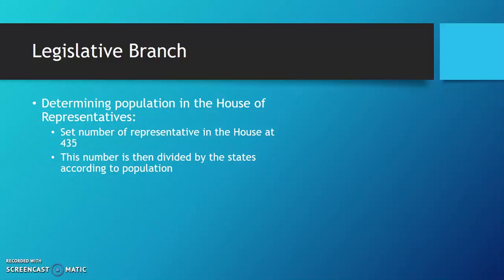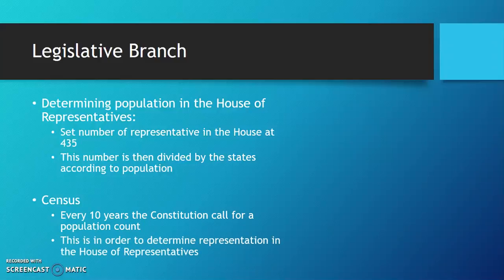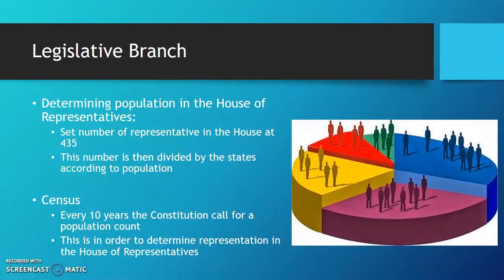Another question you may ask is, how do they know the exact population of states? Well, this is determined by what is called the census. The census is about every 10 years when the Constitution calls for a population count. And this is in order to determine representation in the House of Representatives. This is why you see states changing the number of representatives that they have. It is according to the census, which is every 10 years. And they will divide it, it looks like this kind of pie graph here, they're dividing it by the 435 number of representatives.